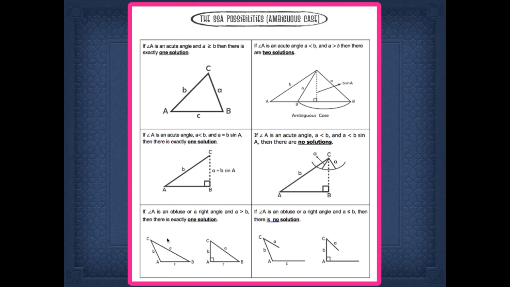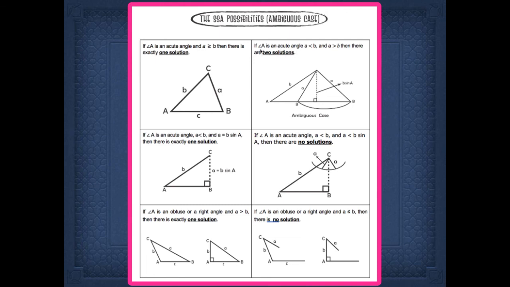And another case here is when angle A is an obtuse or a right angle. So here, angle A here is obtuse. Here, angle A is a right angle. And a is greater than b. So side a is longer than side b, as you can see in these illustrations. Then you will also have exactly one solution.